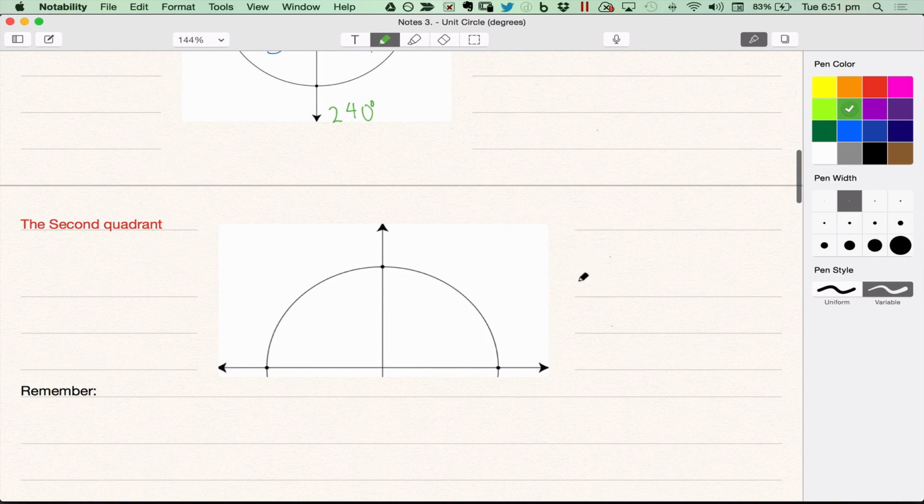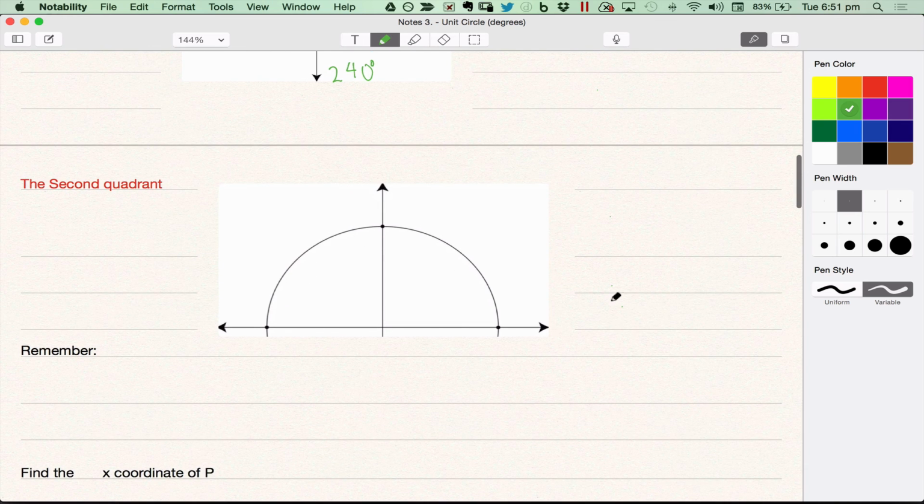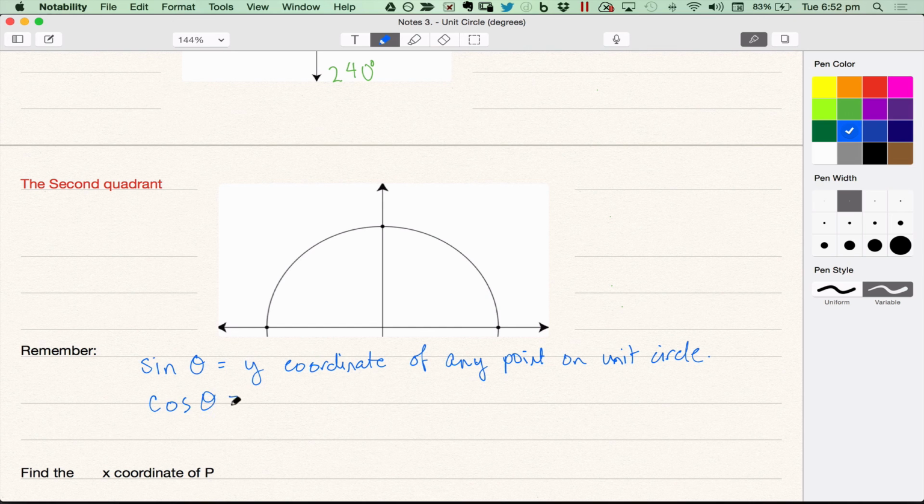First of all, I want to talk about quadrants number 1 and 2. We've talked a bit about quadrant 1. I want to talk a little bit about angles in quadrant 2. Remember from what we just talked about that sine theta is the y coordinate, cos theta is the x coordinate.